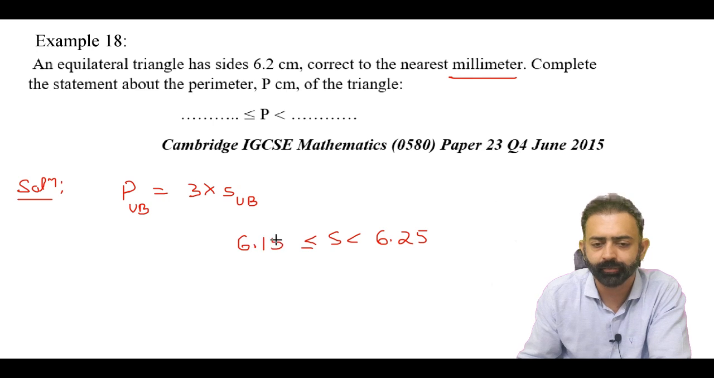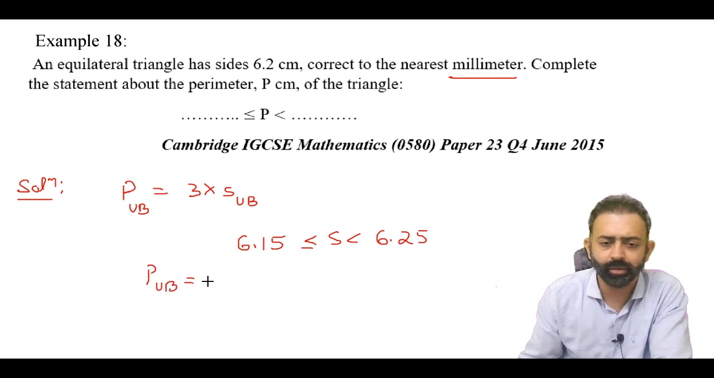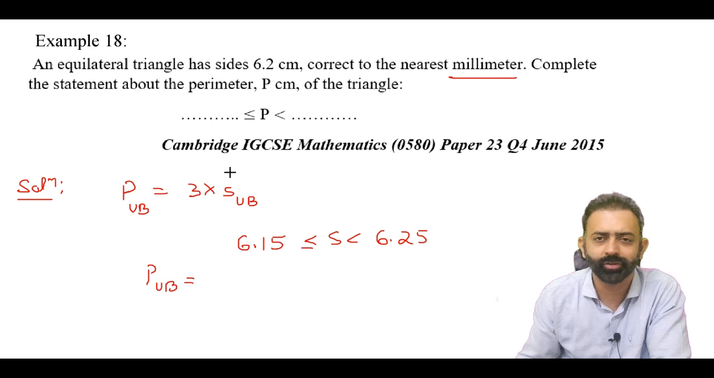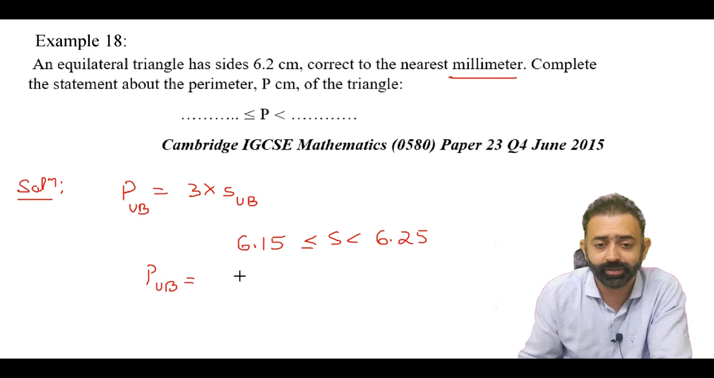Yes. Okay, so this is the lower bound and this is the upper bound. We need to use the upper bound. So P of UB, upper bound of P. All right, we don't need to find out the upper bound of the perimeter, we just need to complete this statement. So it is just this times 3. P will be thrice of this.